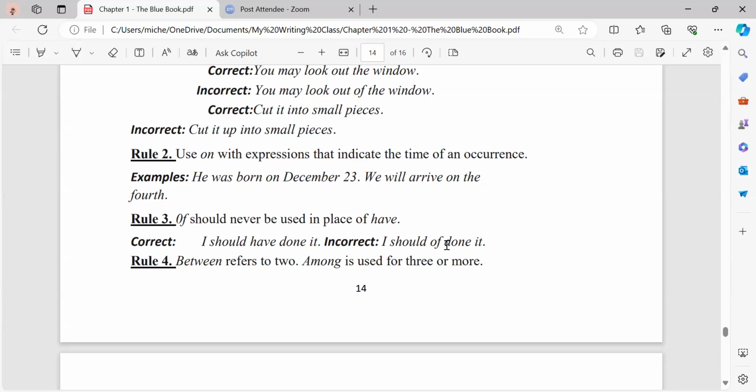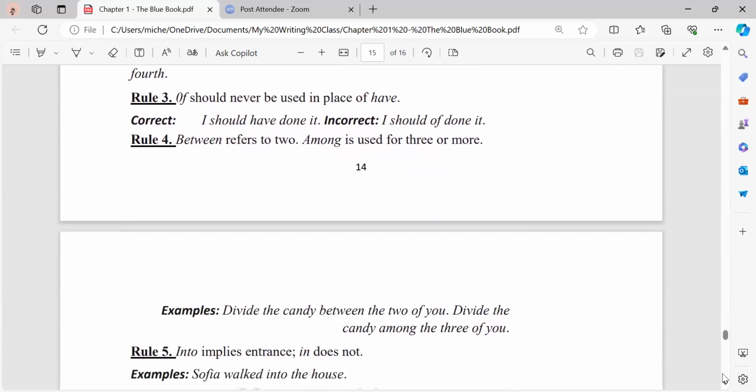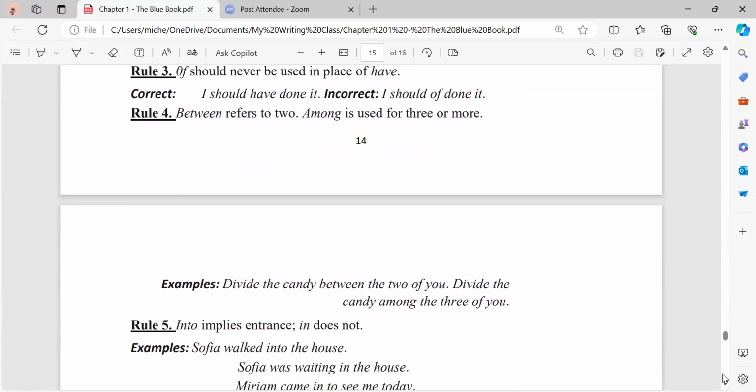And now we have rule number three: "of" should never be used in place of "have". I should have done it. So "I should of done it" isn't correct. It sounds weird. Usually we use "have", and there's actually a tense right there. I should have done it. Or you can sometimes say it with an apostrophe and then VE: I should've done it. That's the conversational type of writing.